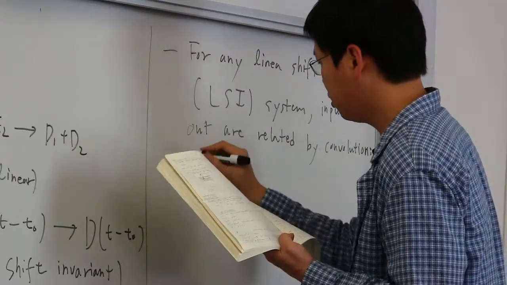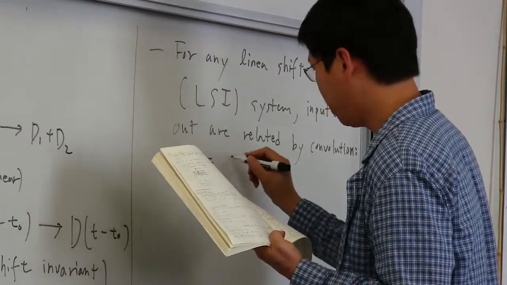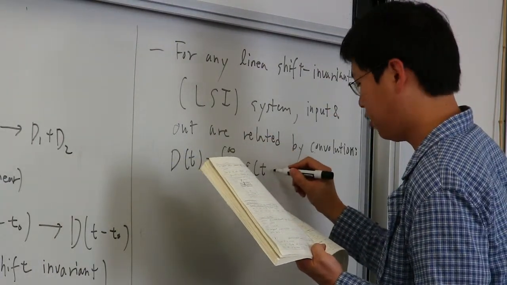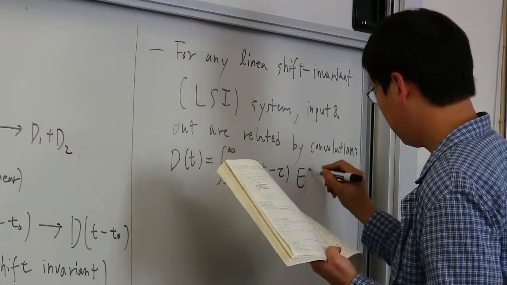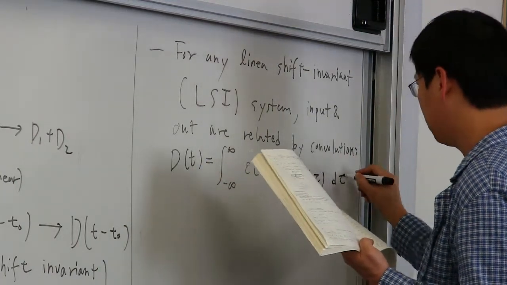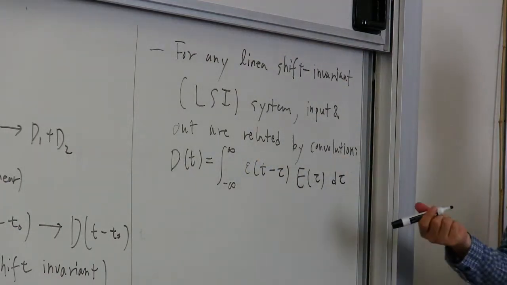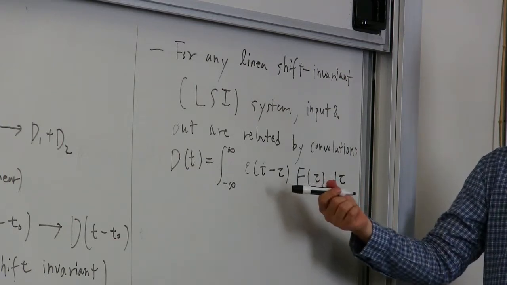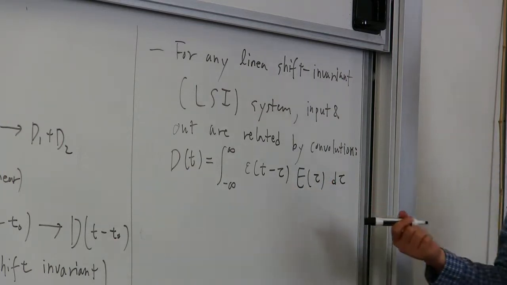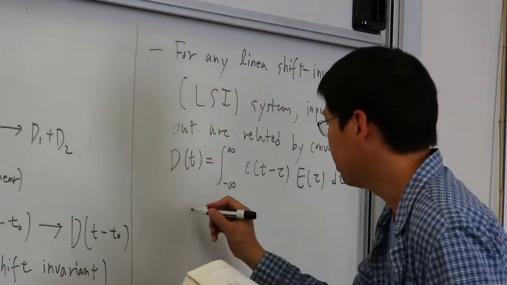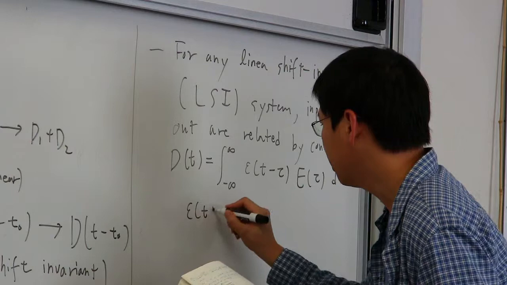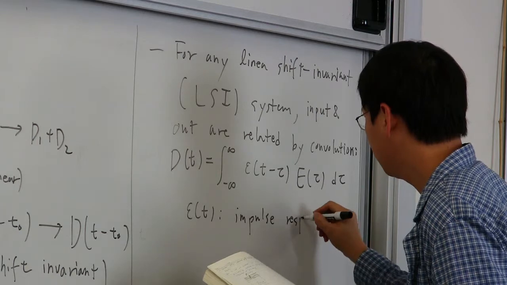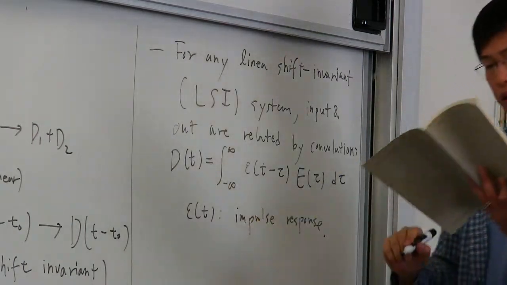So your D(t) is obtained from E(t) through some convolution relationship. Here, epsilon(t) is the impulse response, right?